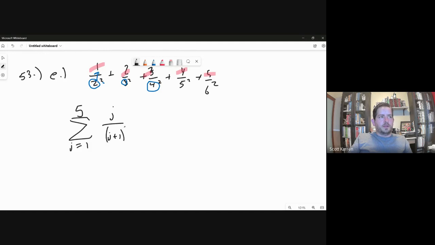And then that gets squared. So know how to take that sum and write it in sigma notation. Let's take a look at B as well.